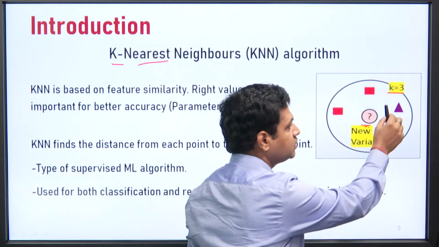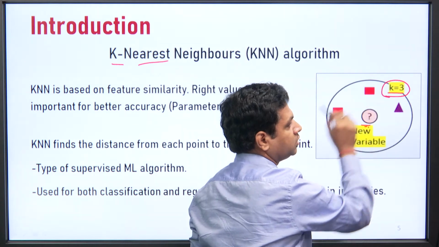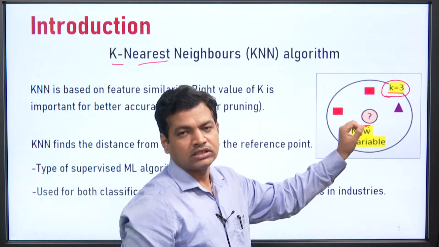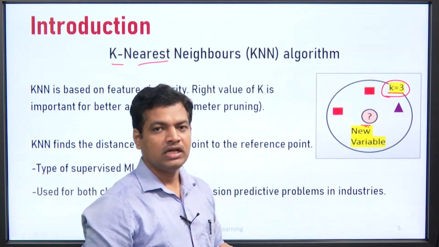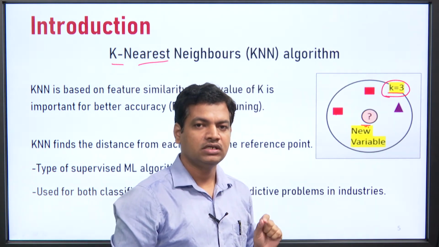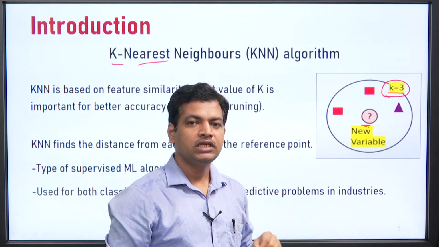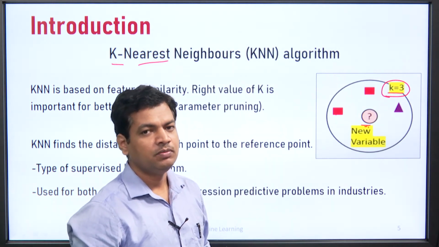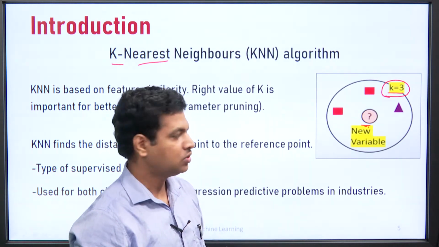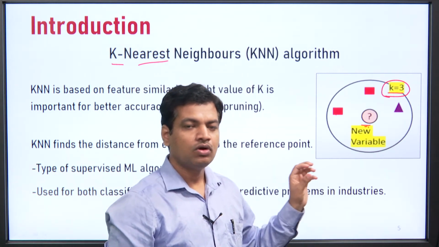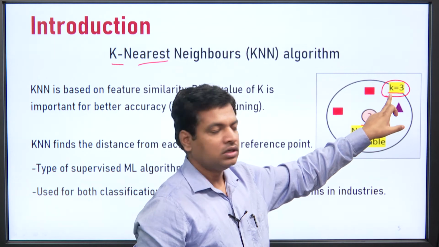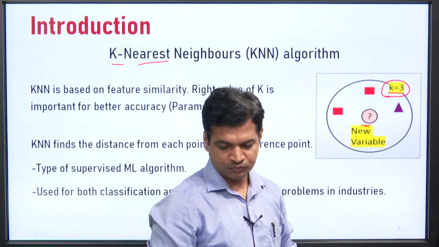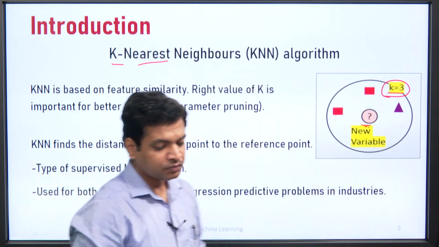Now, the selection of this k is very important. If k is not taken care of while assigning an integer value, then it may mislead us, and we may not reach the optimum solution. So, there is a thumb rule for selecting the k value. We will come to that later.